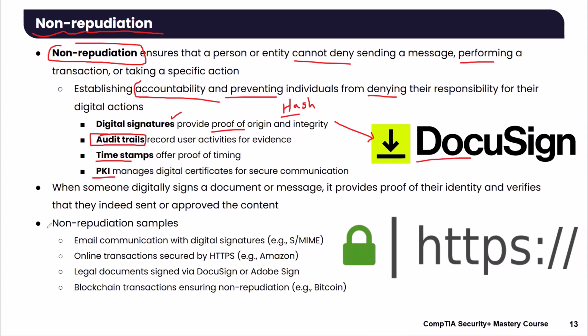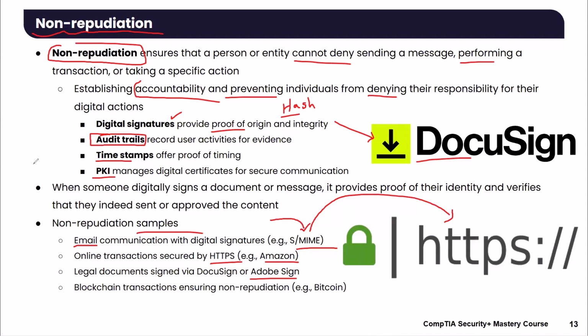And some cool examples of non-repudiation include S/MIME, depending on who you ask. This is a secure way of signing email. If you want to do end-to-end encryption of your email, this is one of the protocols we can use to do that as well. Right? Amazon uses HTTPS. Not just Amazon, every website uses HTTPS now. Adobe Sign, DocuSign, you name it.